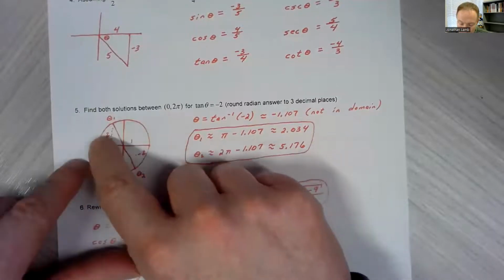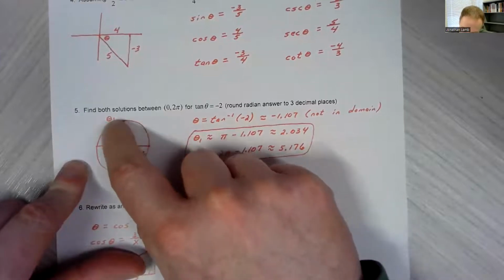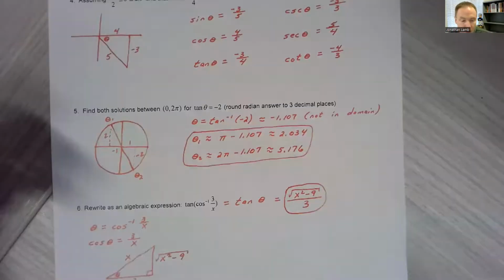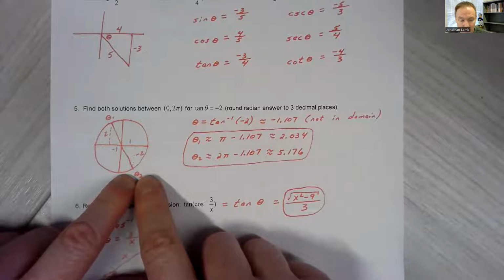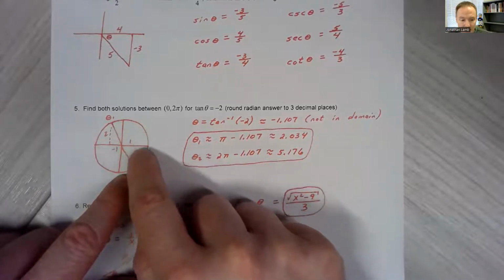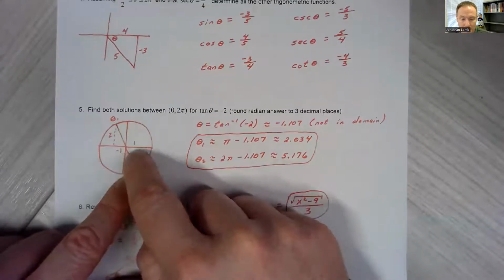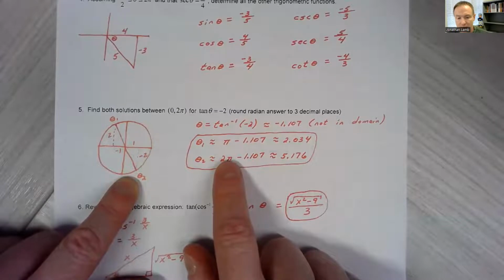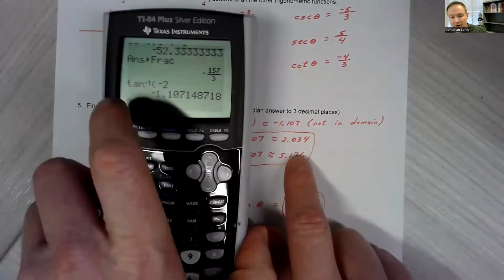Well, I want the angle between 0 and 2 pi. So it's telling me this angle, I want the angle all the way out to that point. So all I have to do to find theta 2, it's the one we find more directly, is just say, well, it's going to be that negative 1.107 plus 2 pi radians to get to that. Or in other words, 2 pi radians minus 1.107 to get the 1.576.